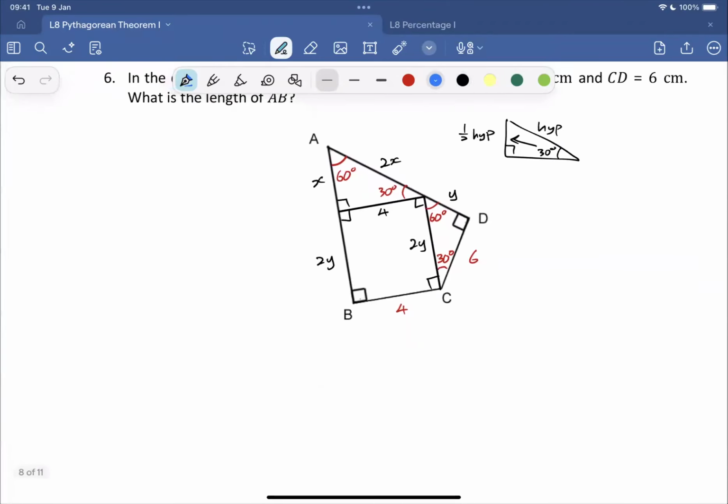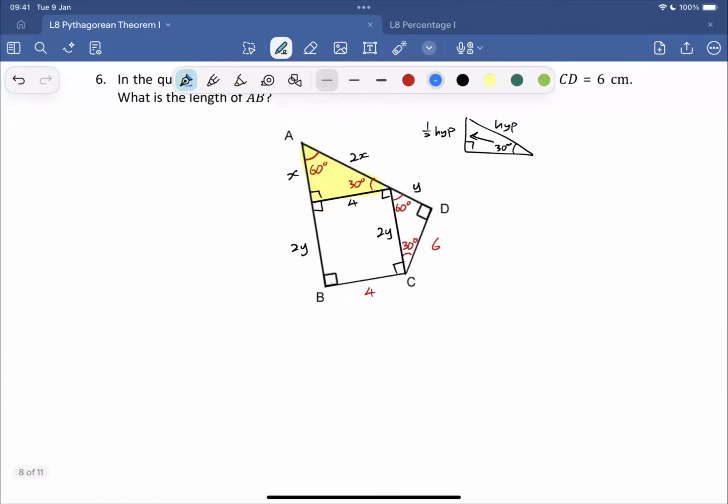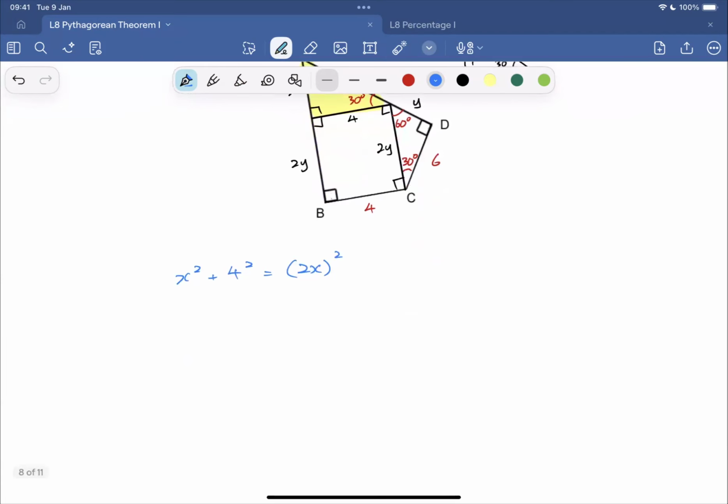Wow, you see, students, depending on how you decide to draw your lines, a lot of things can be different. If you simply drew a line to cut it like that, you are not going to be able to solve anything. So looking at the very first triangle that we have, this yellow right-angled triangle, I'm going to use Pythagoras theorem. A squared plus B squared equals C squared.